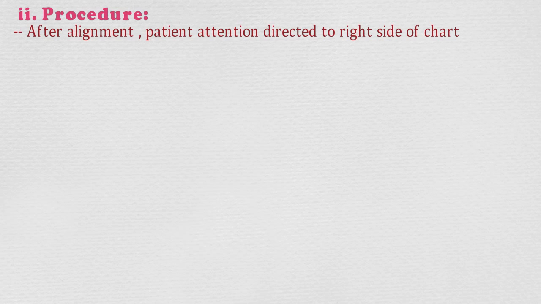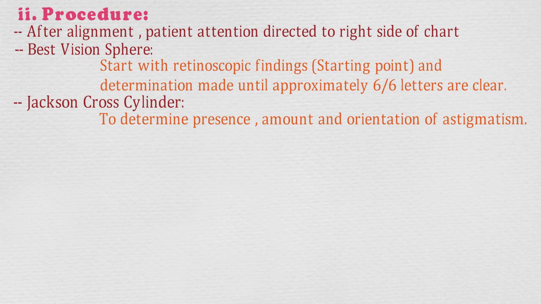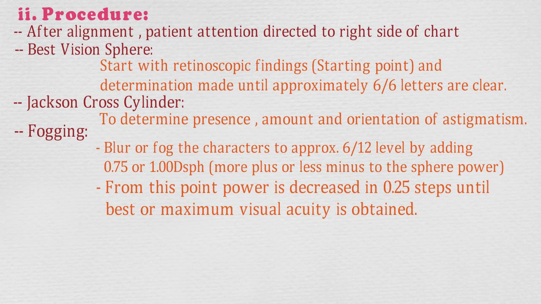Then identification of best vision sphere. It starts with retinoscopic findings, that is the starting point, and determination is made until approximately 6 letters are clear. Then Jackson cross cylinder is used to determine the presence, amount and orientation of astigmatism. Then fogging. Blur or fog the characters to approximately the 6/12 level by adding 0.75 or 1 diopter spherical. From this point, power is decreased in 0.25 steps until best or maximum visual acuity is obtained.